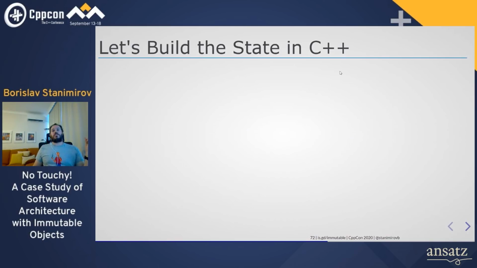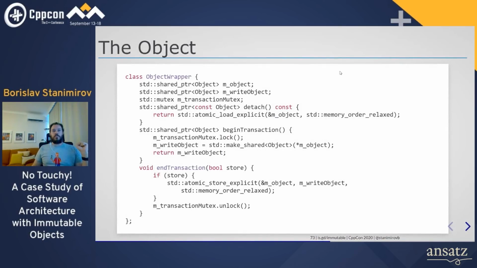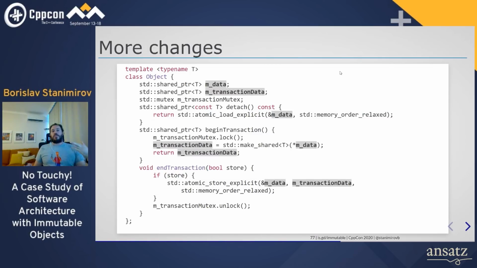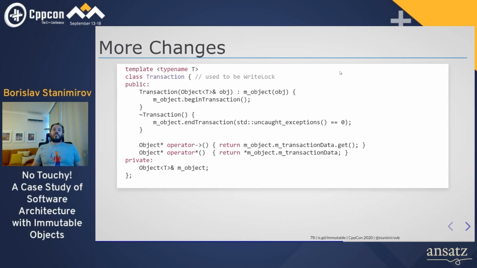So let's try to build a state in C++. But first, some minor changes to the object. First of all, we now know what the object holds, and the answer is something. So of course, it's a template. And we don't need this wrapper part of the name right now. Okay, it's a template, so we can just call it object. And the thing that is inside of the object, we can just call data. And we can call the transaction thing transaction data. So minor changes. And again, what used to be write log before, we now call transaction.